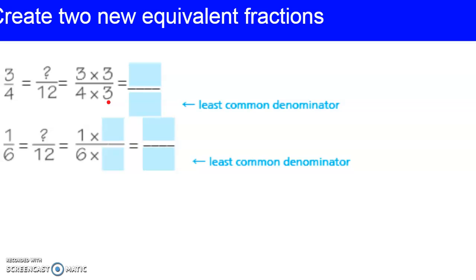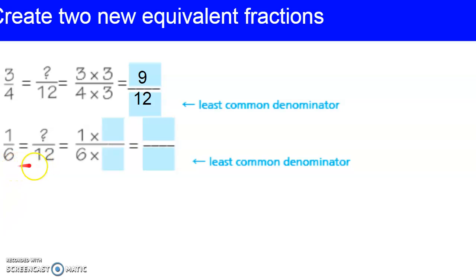Whatever you do to the denominator, you have to do the same thing to the numerator to ensure that you keep your fractions equivalent. When you multiply by 3, your new fraction is 9/12. 9/12 is just another way of saying 3/4. They are equivalent. What about 1/6?